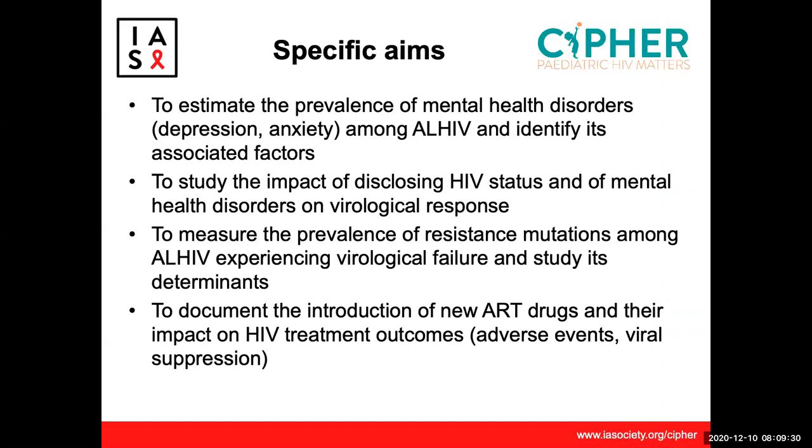We have four specific aims. The first is to estimate the prevalence of mental health disorders, depression and anxiety among adolescents living with HIV and identify its associated factors. The second is to study the impact of disclosing HIV status and of mental health disorders on virological response. The third is to measure the prevalence of resistance mutations among adolescents living with HIV experiencing virological failure and study its determinants. And the last is to document the introduction of new ARV drugs and their impact on HIV treatment outcomes, including adverse events and viral suppression.